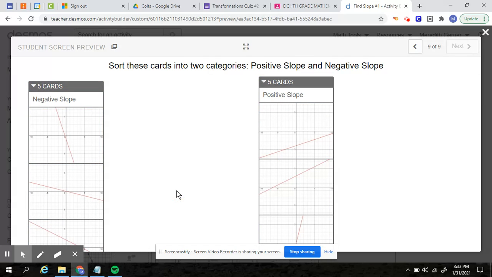So always remember, it's just like you're reading a book. Start on the left-hand side of your graph. If it's going down the page, it's a negative slope. We call that downhill. If it's starting on the left, but it's going up the page, we call that positive or uphill.